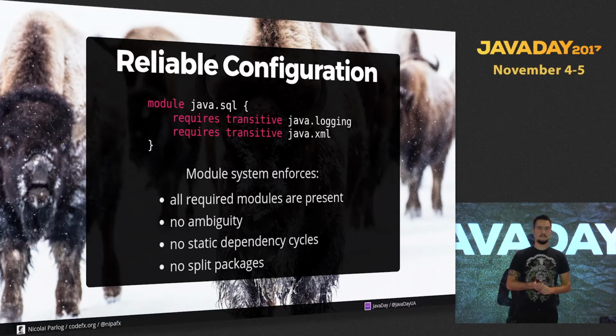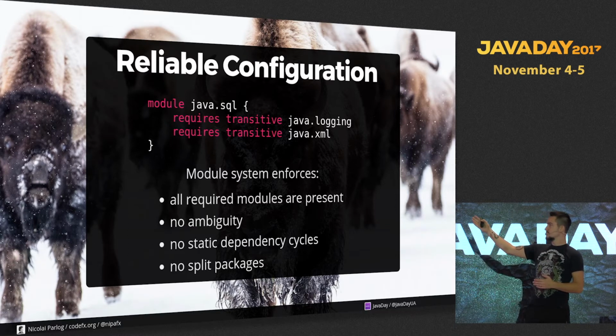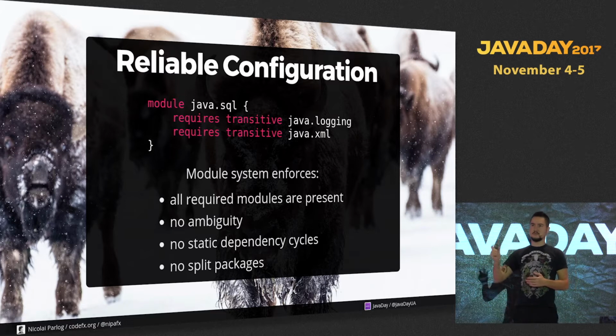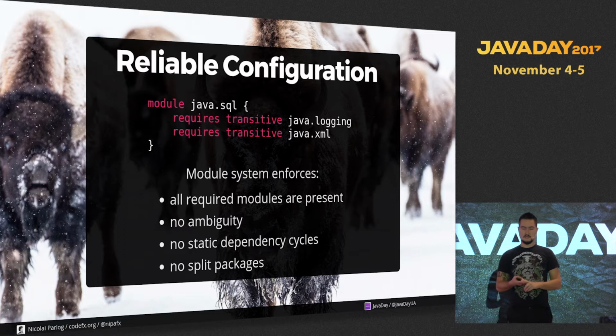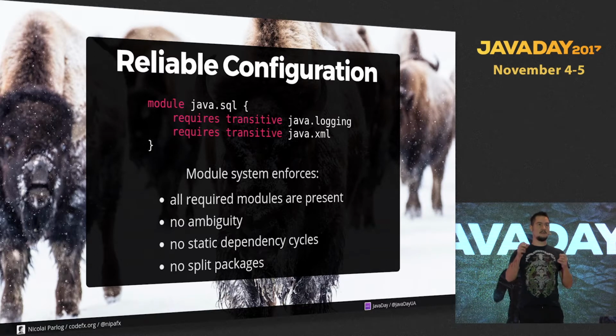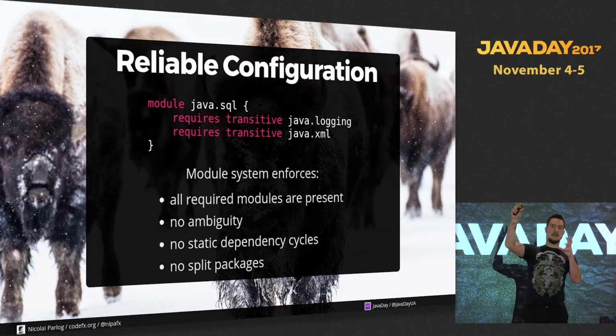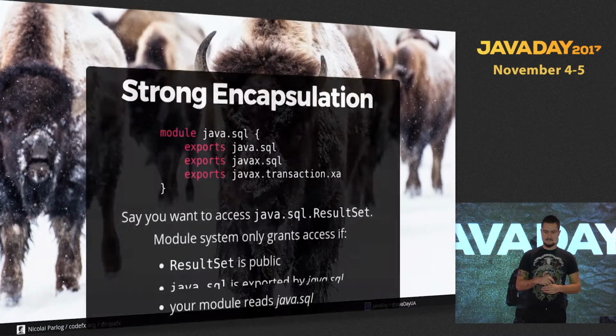Let's look at requires first. This is part of the reliable configuration goal. Every module declares which other modules it uses. And when the module system comes into play, for example, when you start compiling or when you launch, then the module system will make sure that all modules are present. All transitively required modules are present. There must be no ambiguity. If you have 2 jars that claim to be the same module, then this doesn't work. For example, you can have no static dependency cycles. So you cannot have one module A that requires B, and B requires C, and C requires A. That won't work. And you cannot split a package. We'll see later what exactly that means.